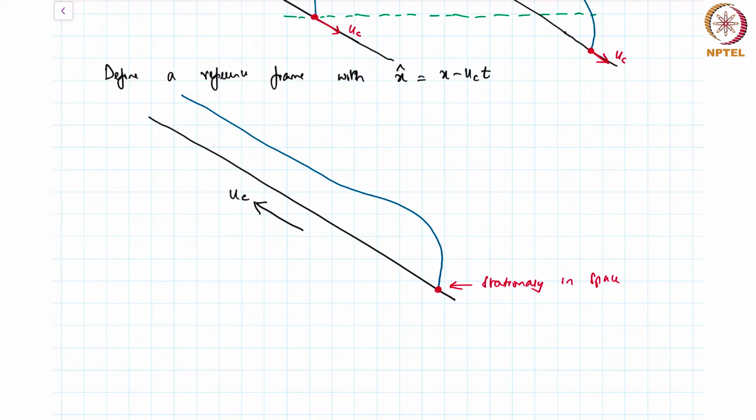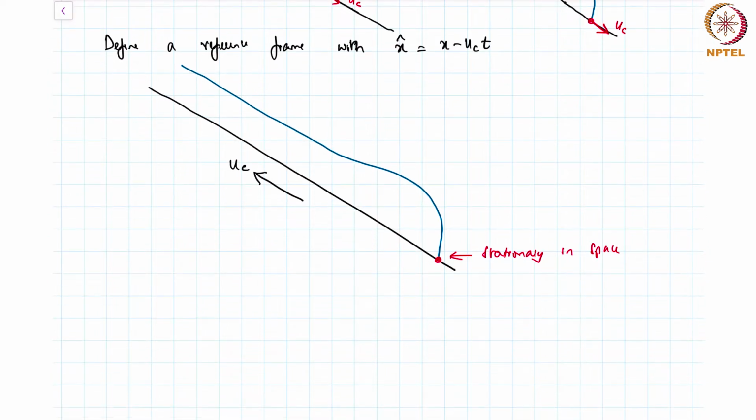Okay. So if I do this, then I simply have the interface h of x comma t essentially becomes some h naught of x hat. Note that there is no time anymore here.